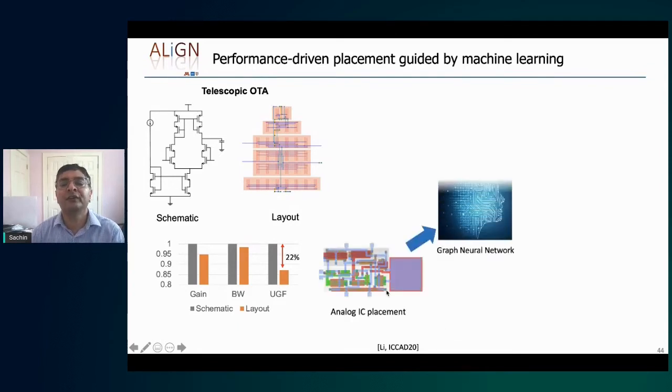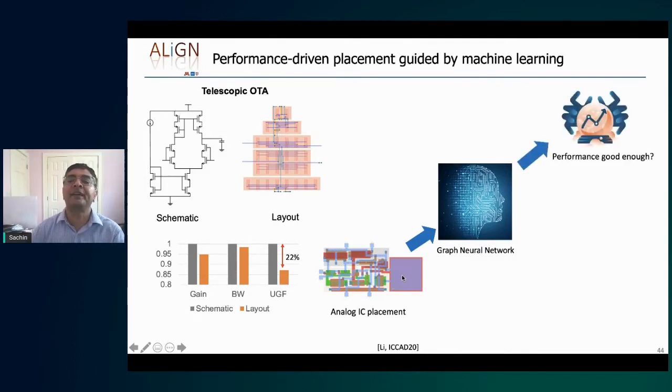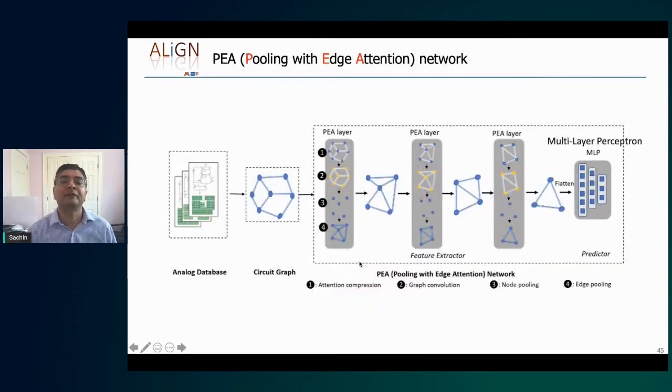Here, the unity gain frequency of this telescopic OTA goes down by quite a significant amount. So what we try to do through this process is that we take the analog IC placement and we use graph neural network techniques to predict whether the performance is good enough or not. Recall that we are doing this within a simulated annealing engine. So if we can have a fast predictor, which is inference on a graph neural network, which can be very fast, when we get a candidate placement, we can ask the question, does this meet specs or not? Or what is the probability that this will meet specs, etc.